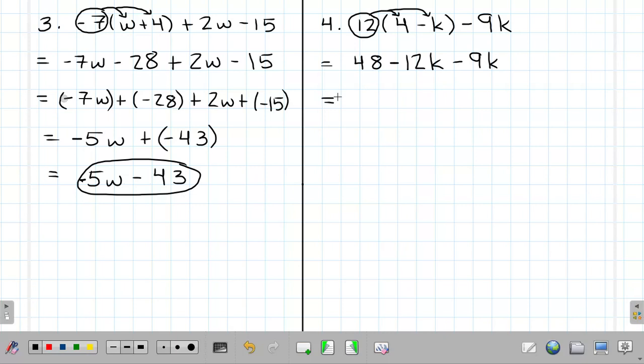So same thing as last section. If you need to, write this all as a sum and bring it together. But there's no constant term, so the 48 is going to stay there, okay? And then what's going to be left over? Well, we're subtracting 12k, then we're subtracting 9k. So that's the same thing as subtracting 21k. But at the same time, if you broke this down and wrote it as a sum, that would be negative 12 plus negative 9, which is negative 21. So we get 48 minus 21k.